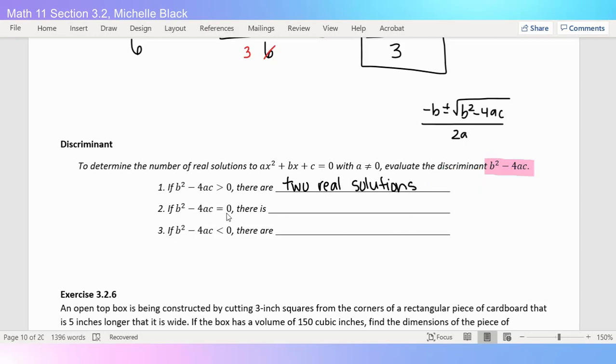If my discriminant is equal to 0, that means that the number underneath my radical is 0, and the square root of 0 is still 0, so I'm going to have plus or minus 0. But if I'm adding 0 or subtracting 0, I'm not changing anything, so this entire part of my formula is just going to go away, and it's just going to leave me with one answer, this negative b over 2a. So if my discriminant is 0, there's only going to be one real solution.